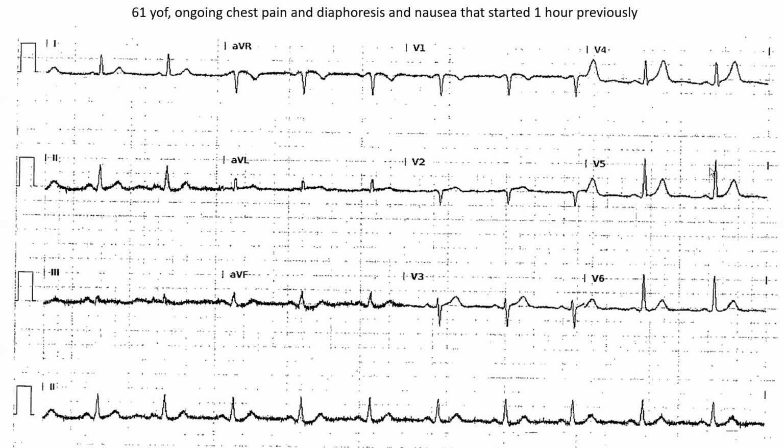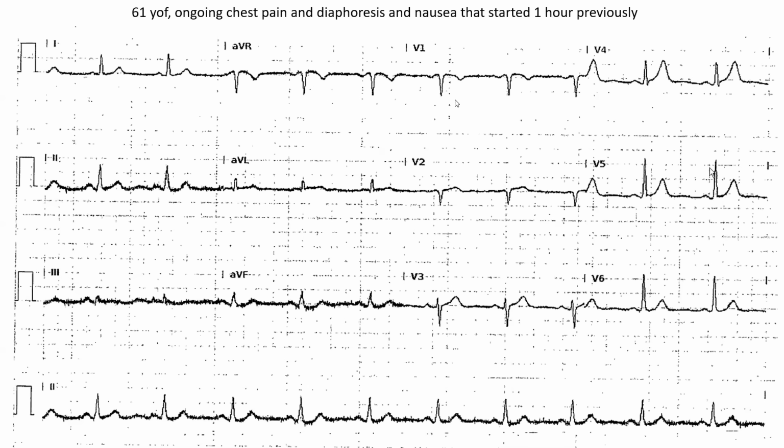I will give you some case illustrations that complement my prior talk. So this is a 61-year-old female. She has ongoing chest pain and diaphoresis and nausea that started 1 hour previously. No cardiac history. This is her EKG. At first glance, it looks very unremarkable. You may even read it as normal.